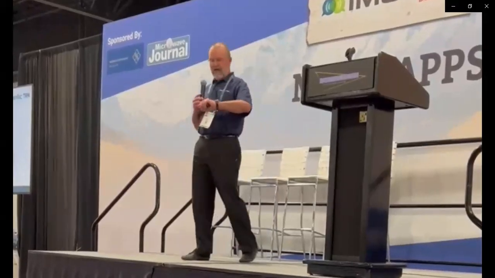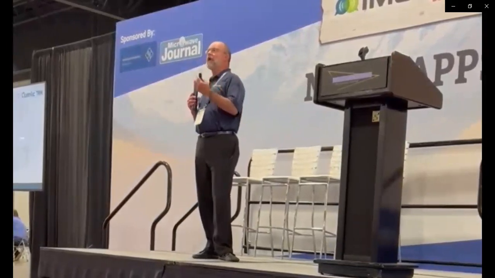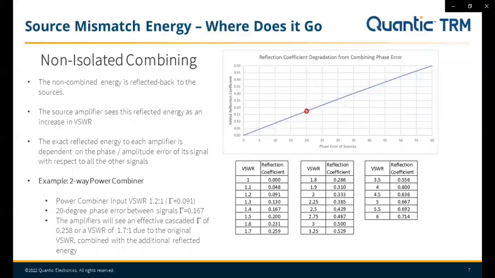Moving over to the second half of what we're talking about here, which is called non-isolating combiners. These are things like radial combiners, where that reflected energy does not go into an isolation network. Where does that energy go? It gets reflected back to the source. The question I always get is really, where does that energy go, and how do I calculate how much energy is being reflected back to the source?